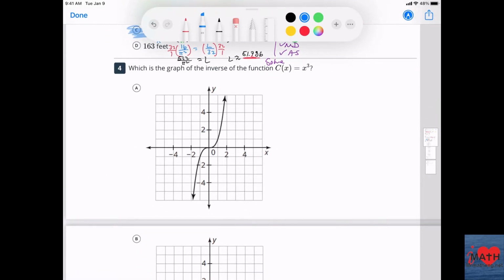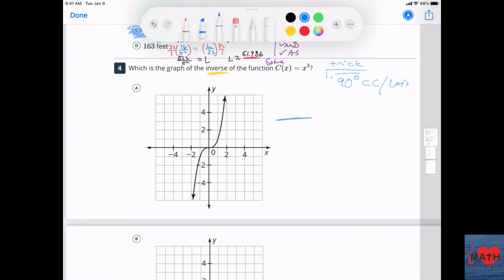Okay, number 4. Which is the graph of the inverse? I'm going to underline that one. Inverse of the function c of x equals x cubed. Okay, so remember, the inverse, graphically, we had some steps. What were the steps? I don't know what we called it. We called it the trick. And you basically need to rotate it 90 degrees counterclockwise. And counterclockwise is another way of saying left.